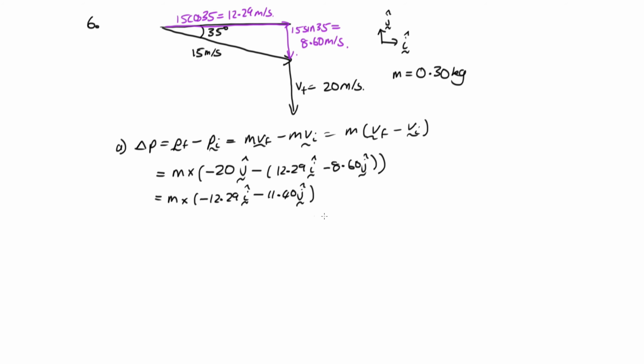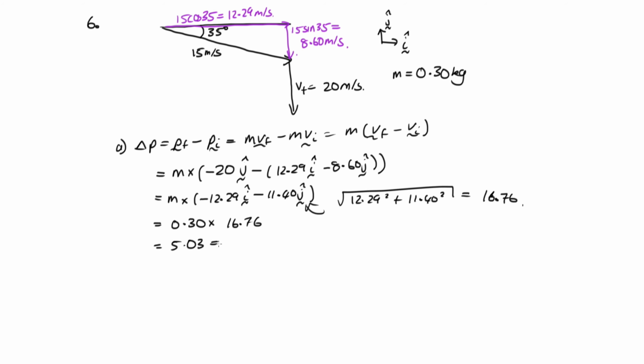So in order to work out the magnitude of this, we'll use Pythagoras' theorem. And we'll do the square root of 12.29 squared plus 11.40 squared. The negative signs when we square it disappear. And so this is equal to 16.76. And so the change in momentum is 0.30 times 16.76, which is equal to 5.03, which is 5.0 kilogram meters per second, to two significant figures.